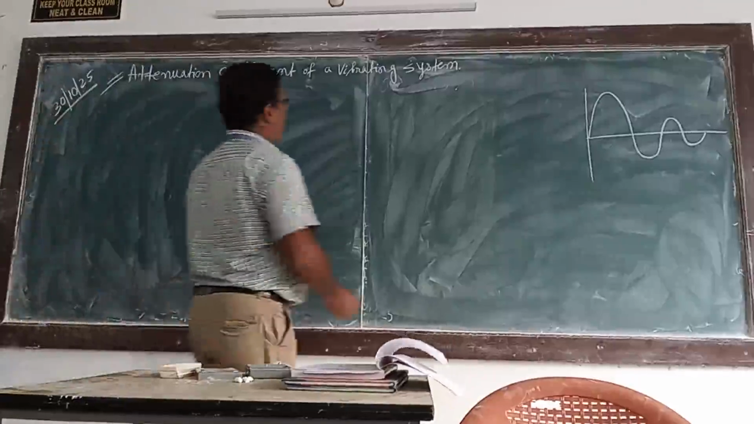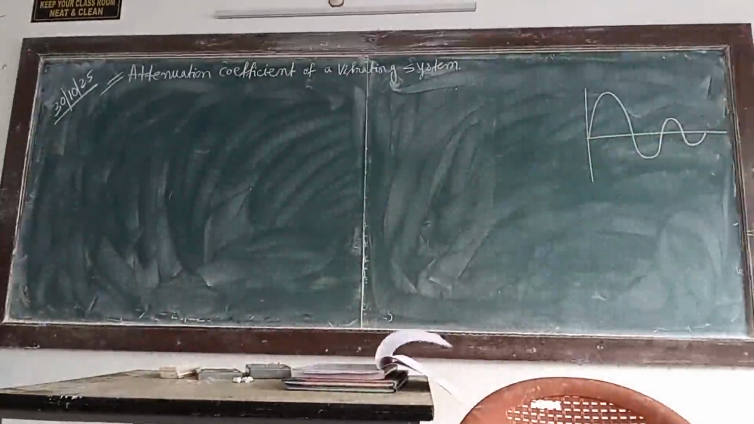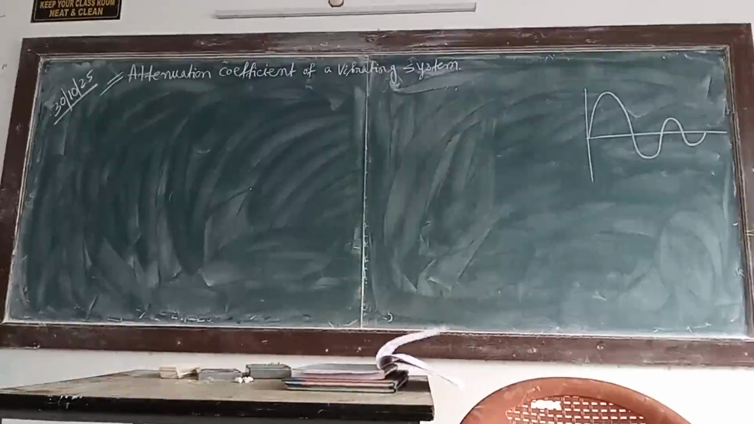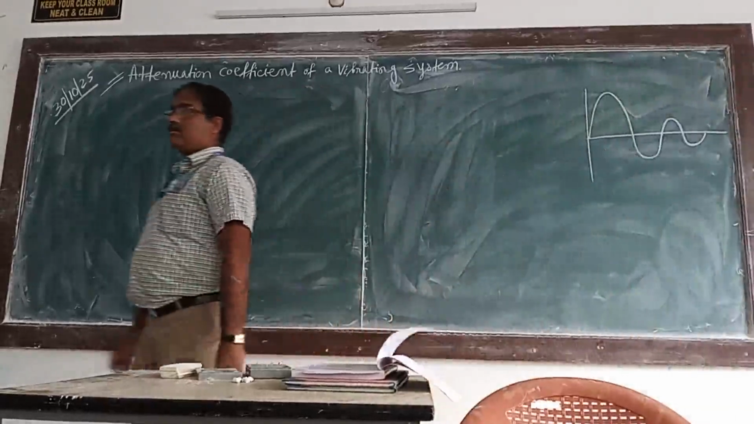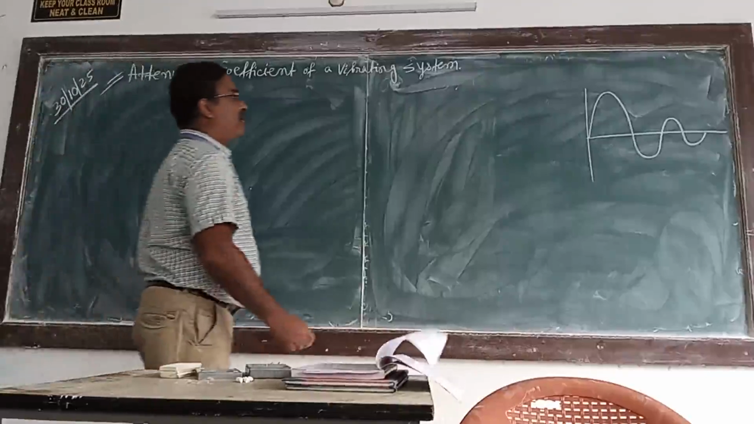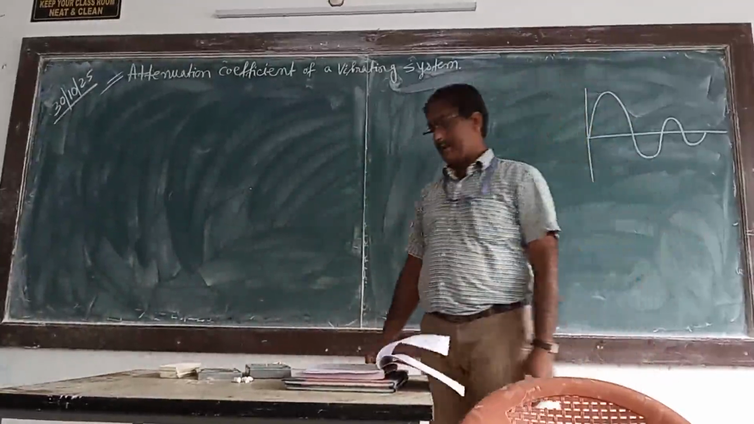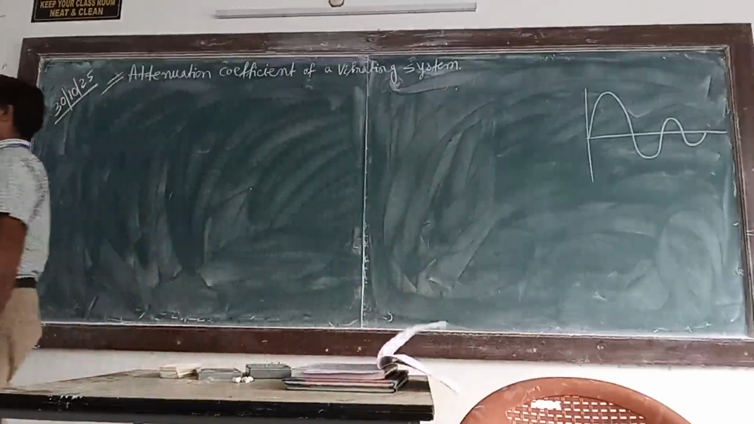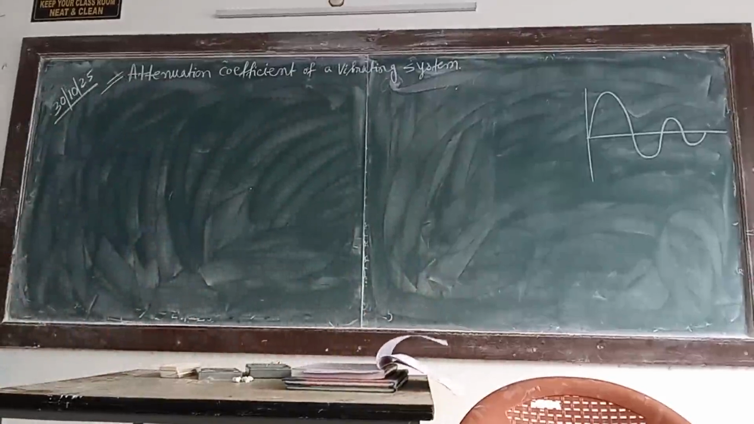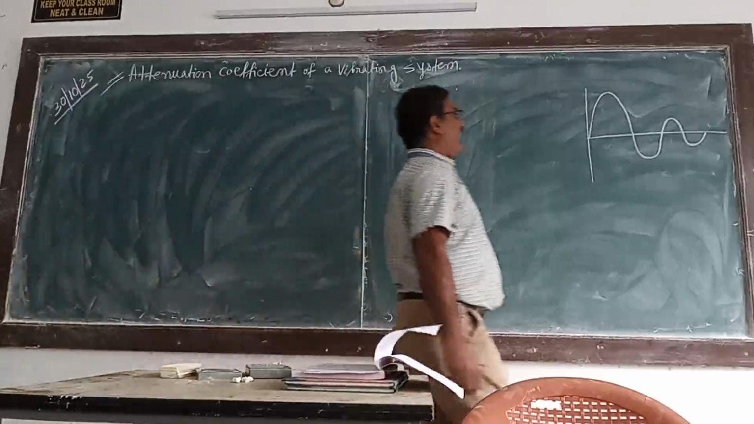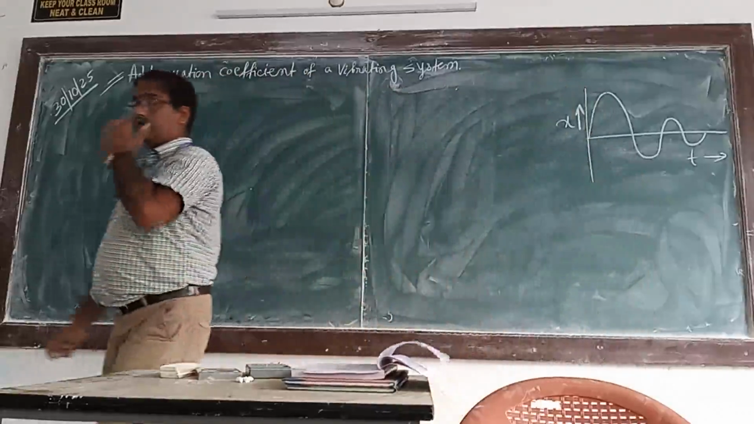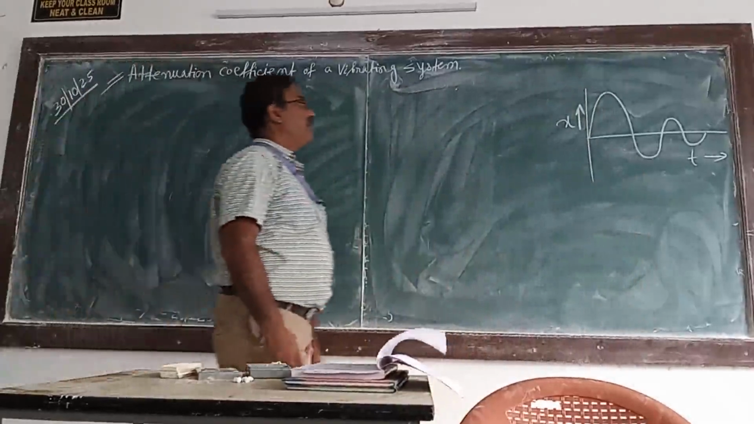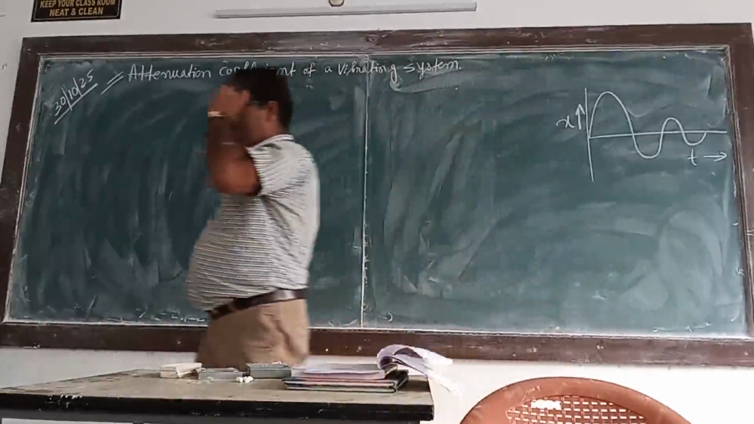Okay, so there are three types of attenuation coefficient. It describes how quickly the amplitude of a vibrating system decreases over time. This is the definition of attenuation coefficient.